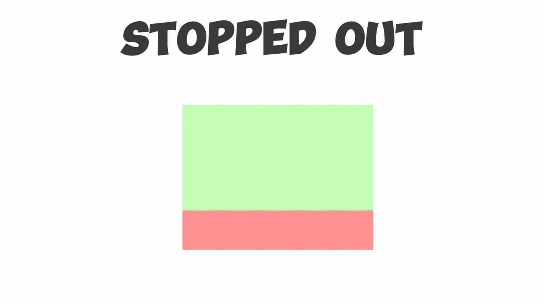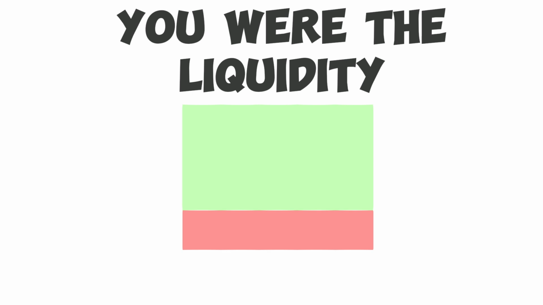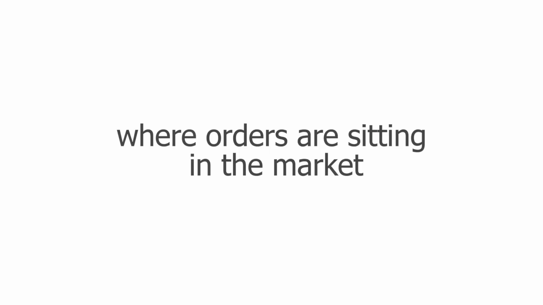If you've ever placed a perfect trade only to get stopped out by a tiny wick before price flies in your direction, congrats, you were liquidity. What is liquidity? Liquidity is basically where orders are sitting in the market, and guess what? Smart money knows exactly where retail traders place their stop losses. They hunt them before making the real move.